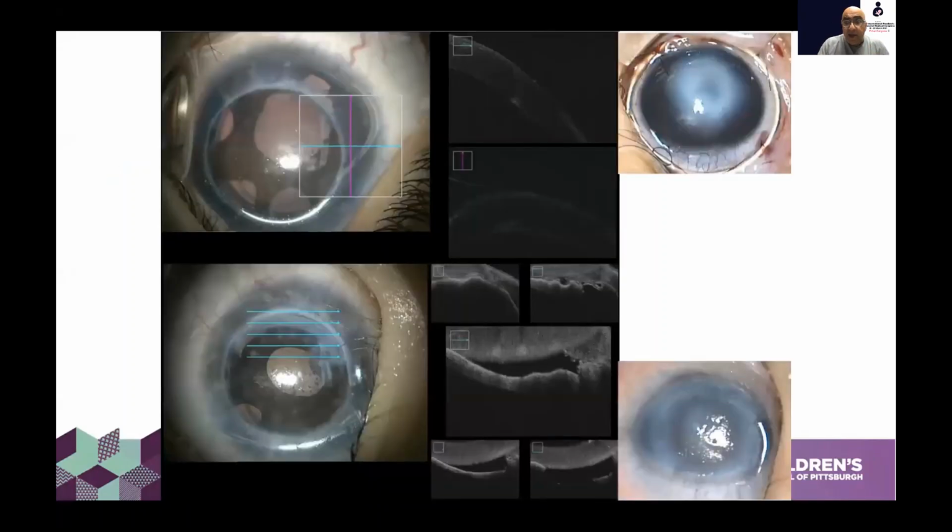Here is a child who came to me. This is, they're two different children, actually. This is the opacity in the top right. This is an opacity in the bottom right. And this is after we had done corneal transplants, and you can see the clarity.